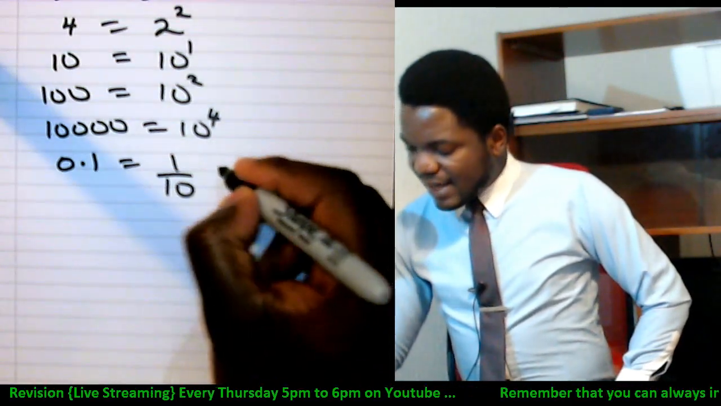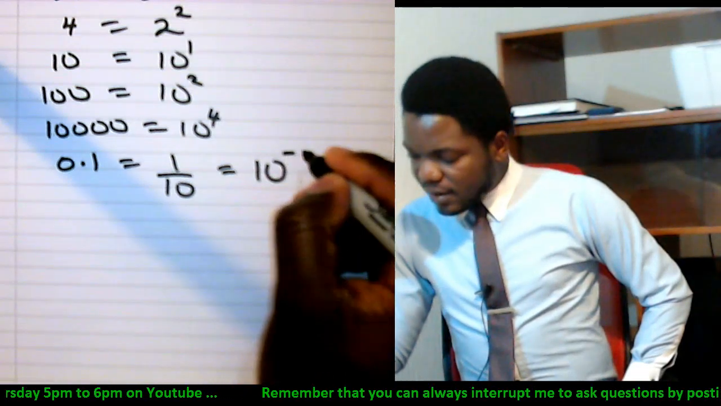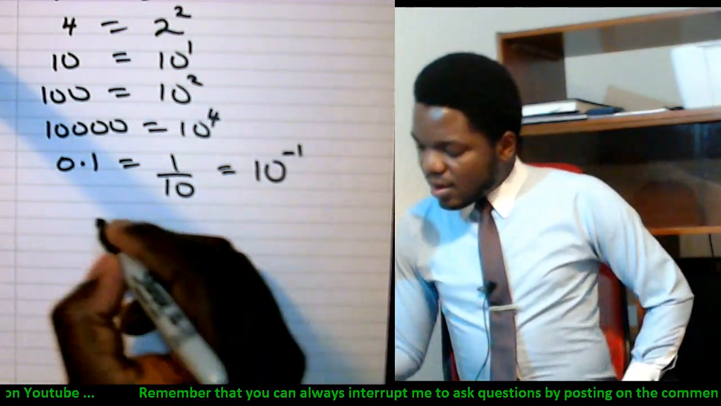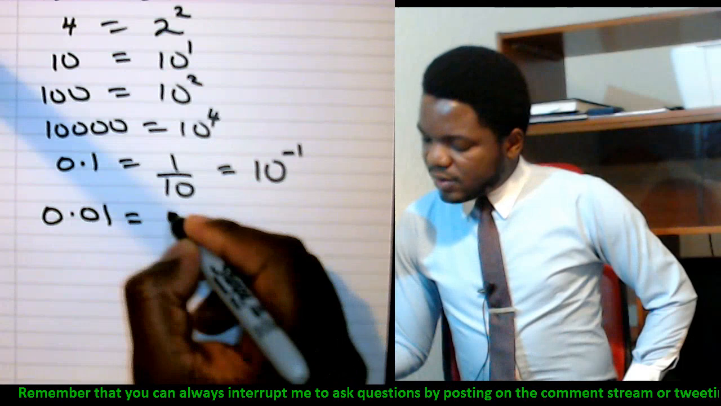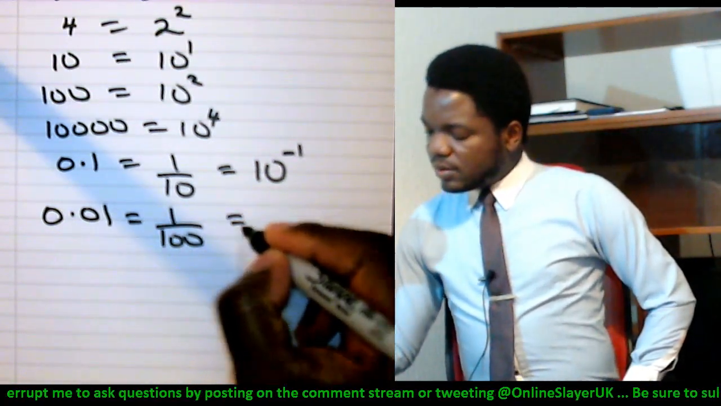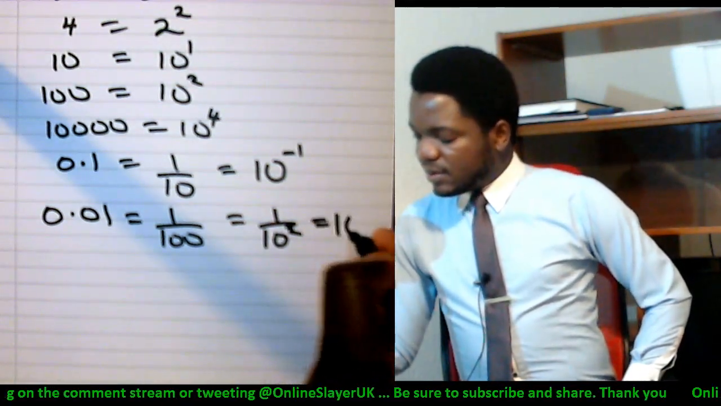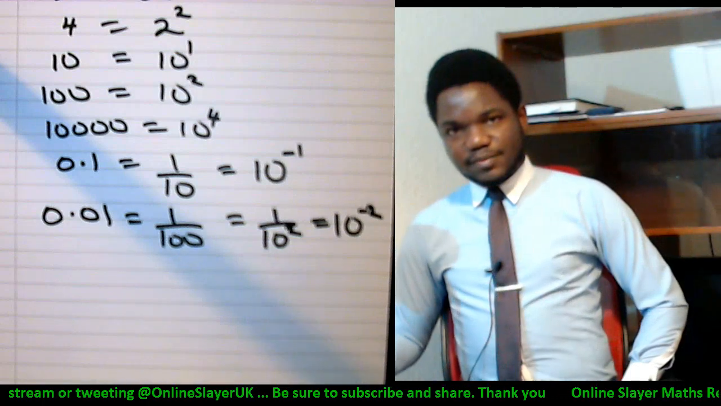And 1 over 10, like I explained to you in the case of powers, is 10 to the power minus 1. 0.01 is 1 over 100, and that's going to be 1 over 10 squared, right? And that's going to be 10 to the power minus 2.